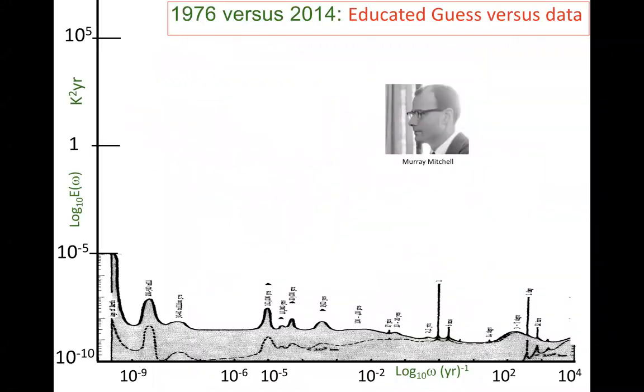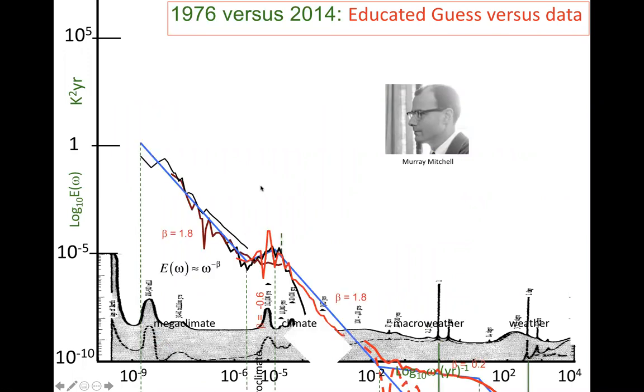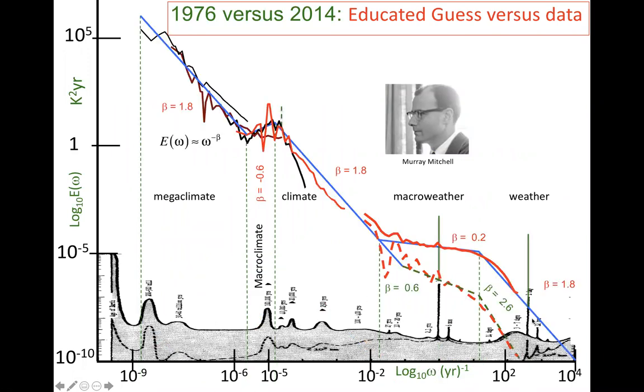Okay, so what happens when we confront the educated guesses and the mental models with real data? Here we have Mitchell again, and here are spectra from actual instrumental data, down here less than, say, 100 years or so. And then we have all kinds of paleo data. And you can see, I put in the blue lines, which would be the pure scaling power law in this log plot. So you can see there seem to be something like 5 regimes here that I'm calling weather, macroweather, climate, macroclimate, and megaclimate.